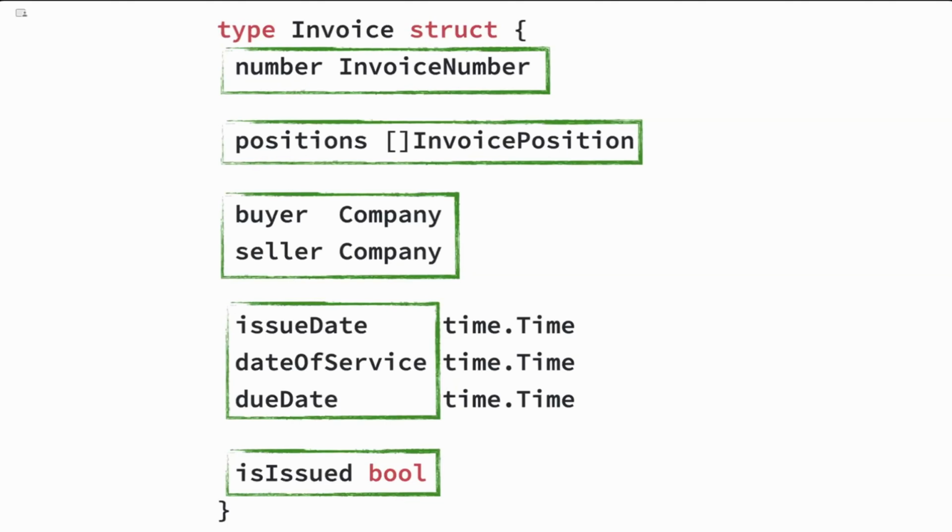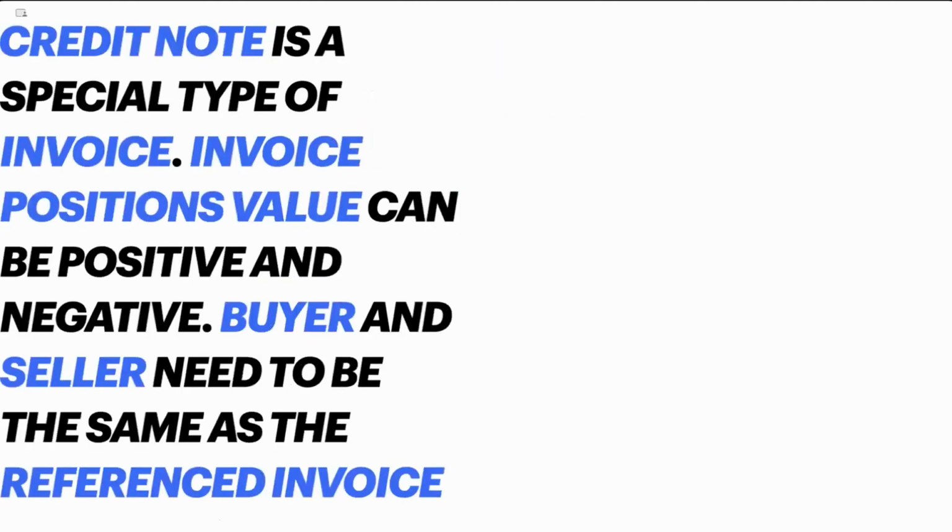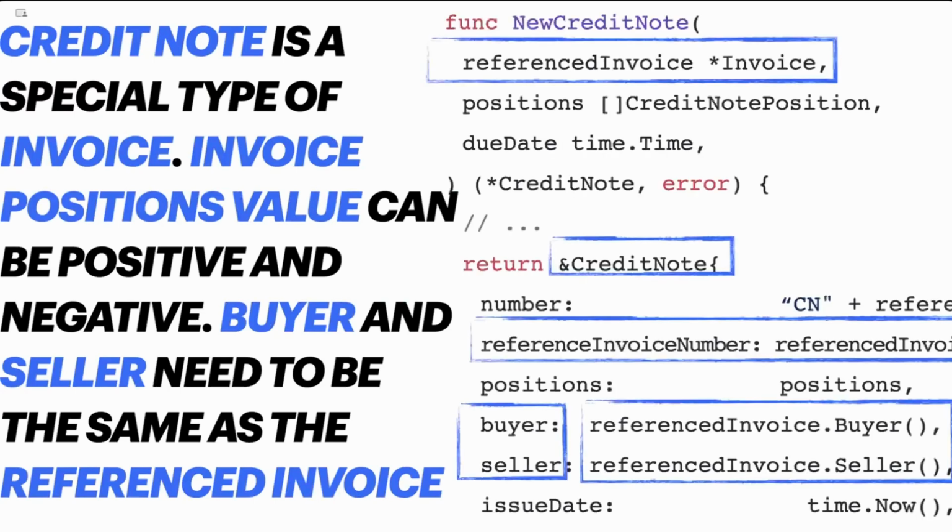And one good example is when you are implementing new features. We can take the credit note example again and see how requirements for a credit note can look. We can say that a credit note is a special type of invoice. Invoice position value can be positive and negative. Buyer and seller need to be the same as in the referenced invoice. We can take these requirements to the code and use exactly the same terms, and later it's much easier to even validate with a domain expert.